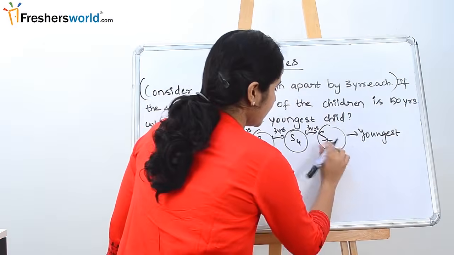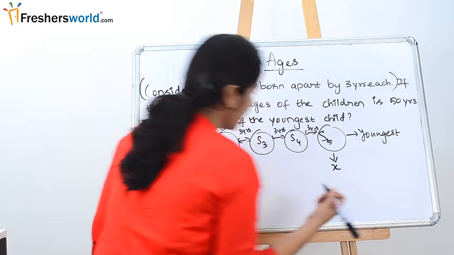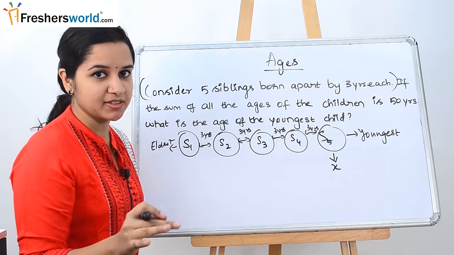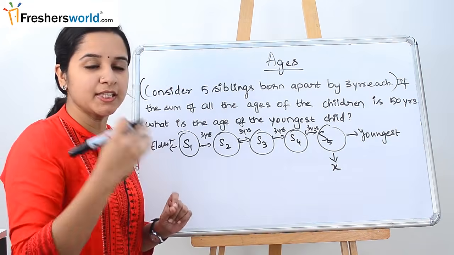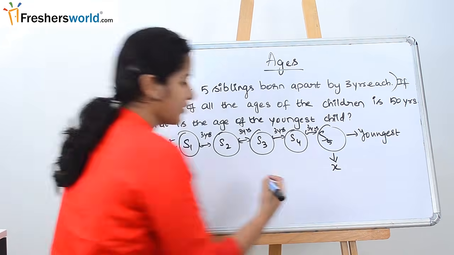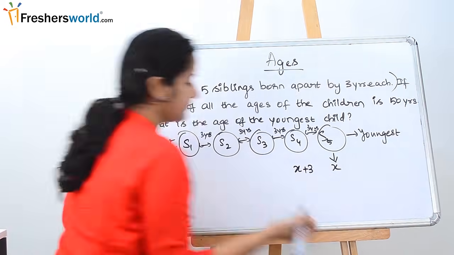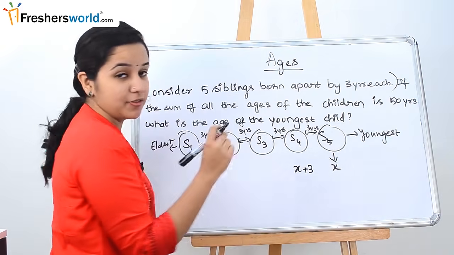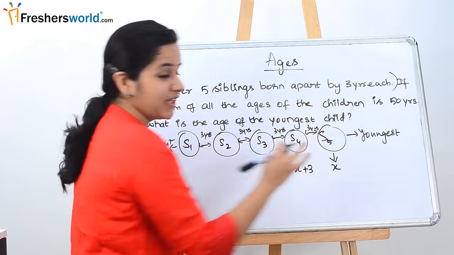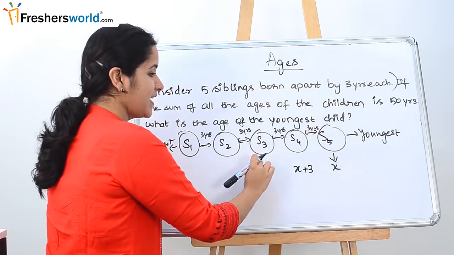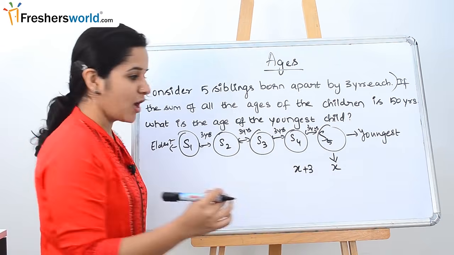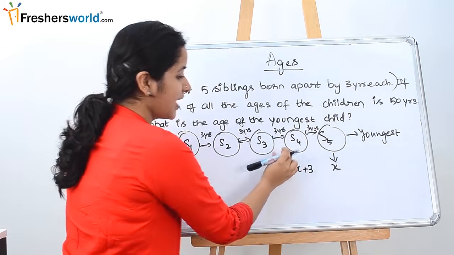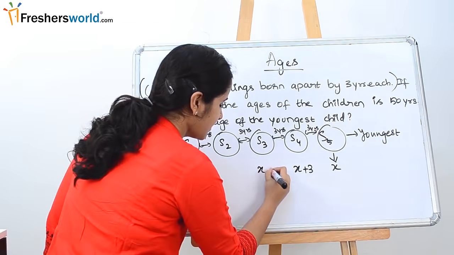So, let's consider sibling 5 as x. We know the difference between sibling 4 and sibling 5 is nothing but 3 years. So, obviously sibling 4 will be 3 years older than sibling 5. So, it will be x plus 3. Now we consider the younger sibling and sibling 3. The difference between sibling 3 and sibling 5 is nothing but 6 years. How? Because the difference between each of them is 3 years. So, we are adding 3 years of this and then 3 years of this. So, it becomes x plus 6.